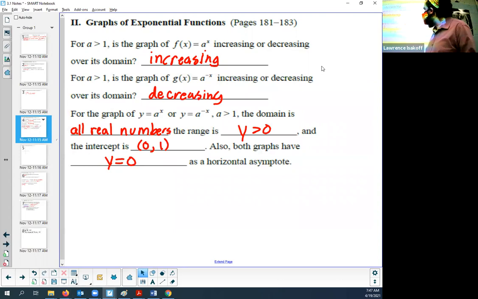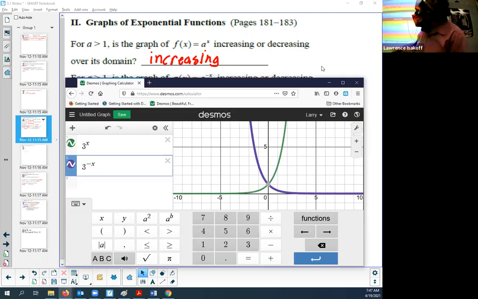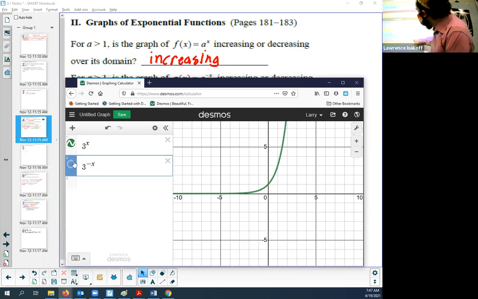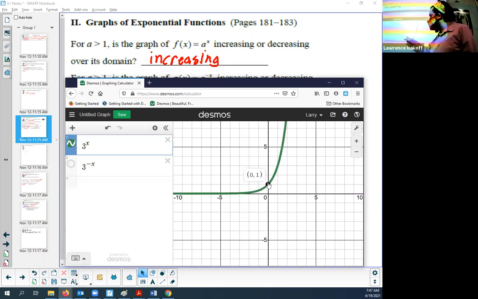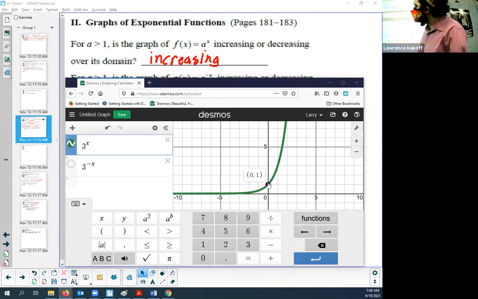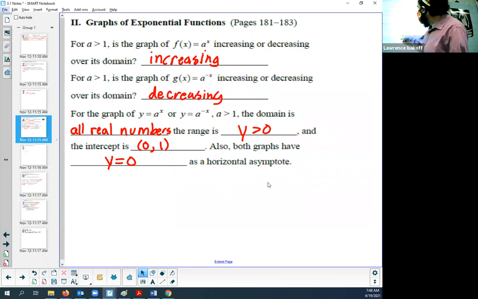The intercept, if we go back to this, let's just look at the one that's increasing, is the point (0, 1). That is our y-intercept by default. But if I did something like a +2, it would shift it up 2. And again, that horizontal asymptote, I already talked about that, y equals 0. These do have a horizontal asymptote there.